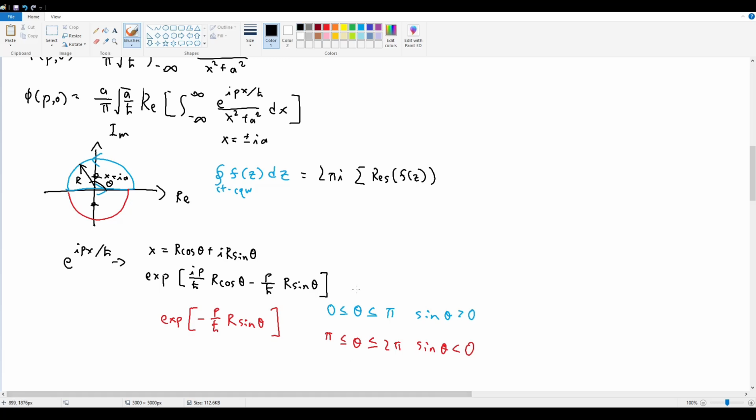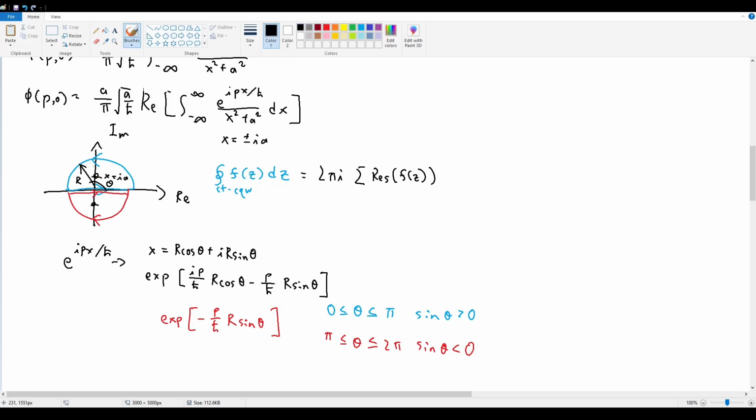Which direction we close is ultimately going to depend on the sign of p, because if p is always positive, then remember our requirement is that this negative is retained. So if p is always positive, then we want sine of theta to also be positive, in which case we close on the top half. If p is negative, then the two negatives cancel out. We have to get a third negative with the sign of theta, in which case we close on the bottom half.